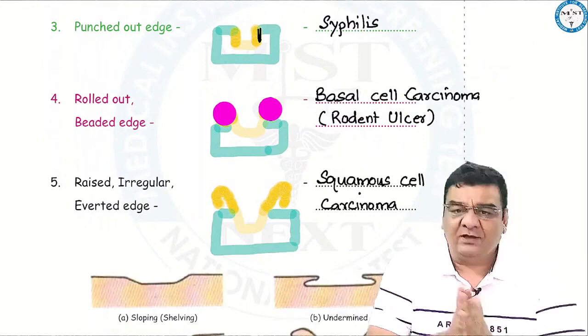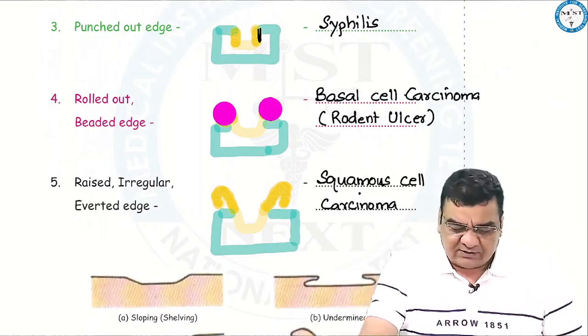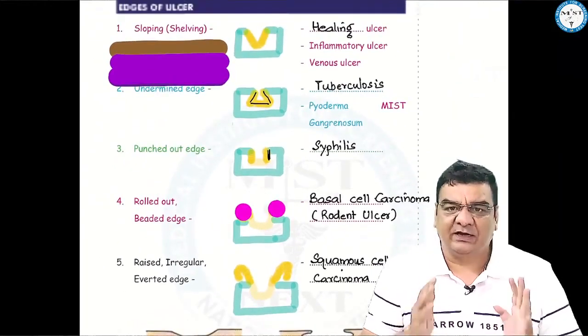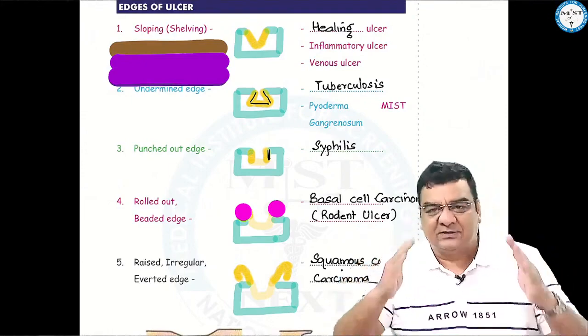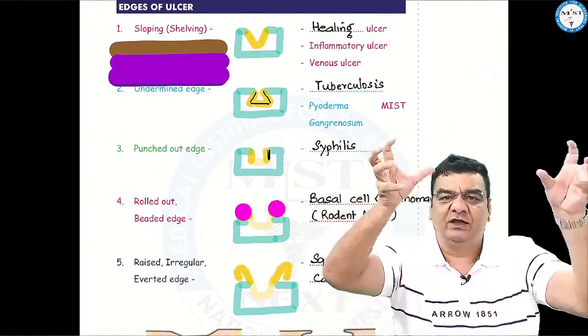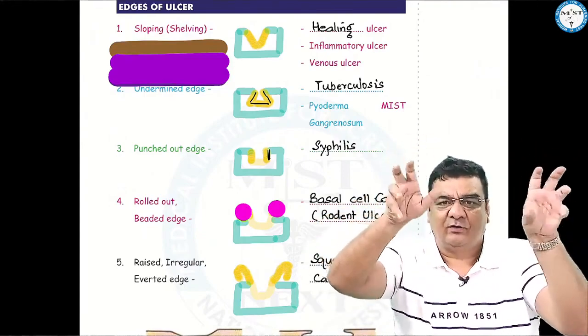Okay. So let us quickly revise the edges of the ulcer. If you see a sloping type of edge, that means it's a healing, inflammatory or venous ulcer. If you see an undermined edge, this is tuberculosis. If you see a punched out edge, this is syphilis. If you see the rolled out beaded edge, this is basal cell carcinoma or a rodent ulcer.